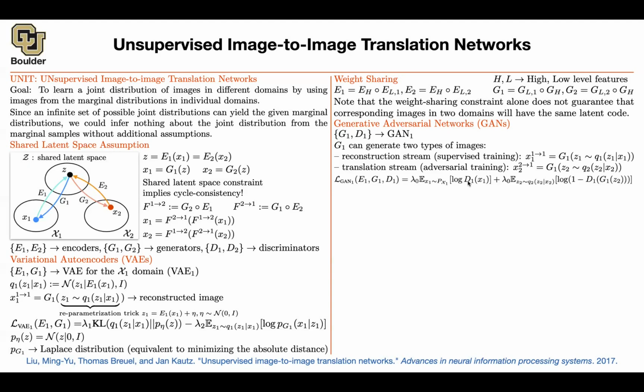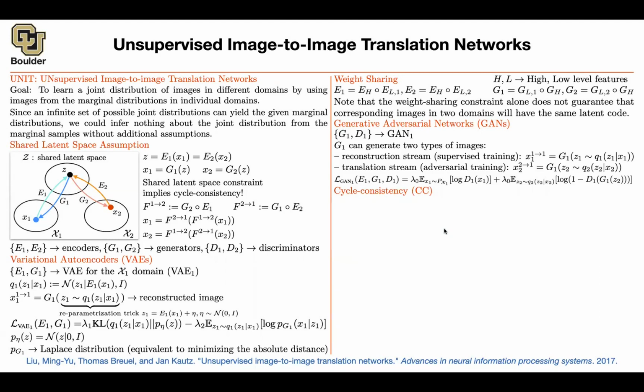You have a discriminator discriminating between images in the x1 domain and the images that are generated from taking this route. You take x2, you go to z, and then go to the x1 domain. And this is the way that you're going to train your generator and discriminator. Okay, so far so good. I need to hear a couple of yeses.